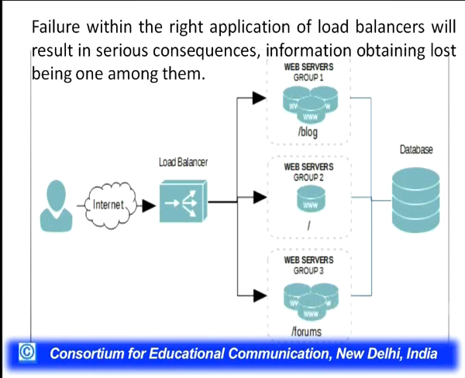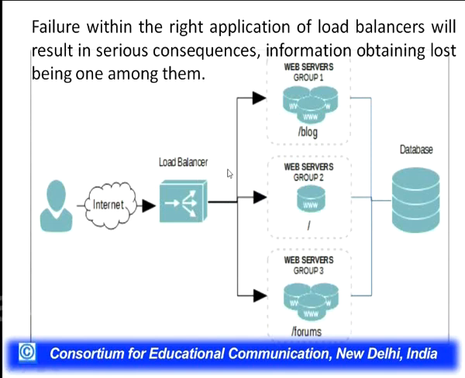So let us understand, friends, with the help of this diagram. Here is the user, this is the internet, and you can place the load balancer here, and this load balancer can allocate a particular server for the users, and then finally the database, where data is stored. In the diagram, the load balancer interacts with web server group 1, the second one web server group 2, and the third one web server group 3.